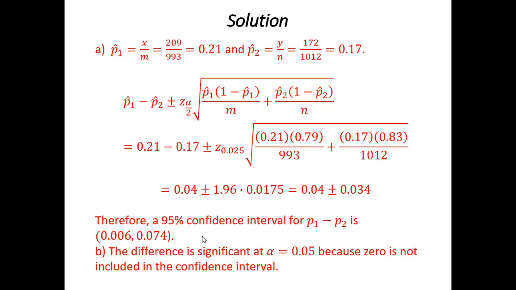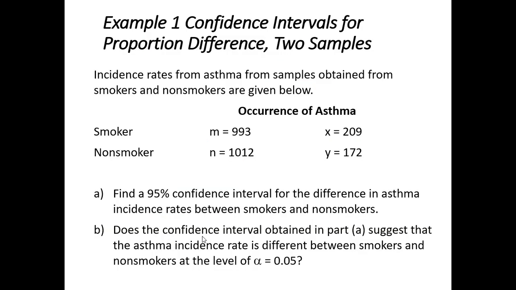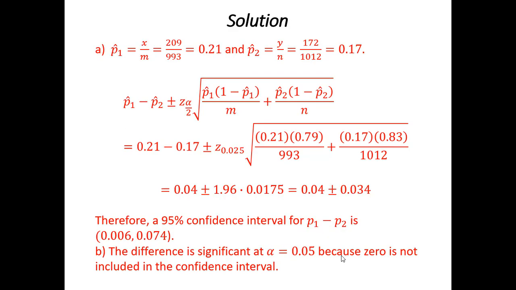So now to answer question B, once again, question B says, does the confidence interval suggest there's a significant difference in the asthma rates? So if you were setting up the hypothesis test here, we'd have something like p1 hat is equal to p2 hat. If we think of that in terms of differences, it would be p1 hat minus p2 hat is equal to 0. Okay, so the key to answering this is to see if 0 is included in the confidence interval.